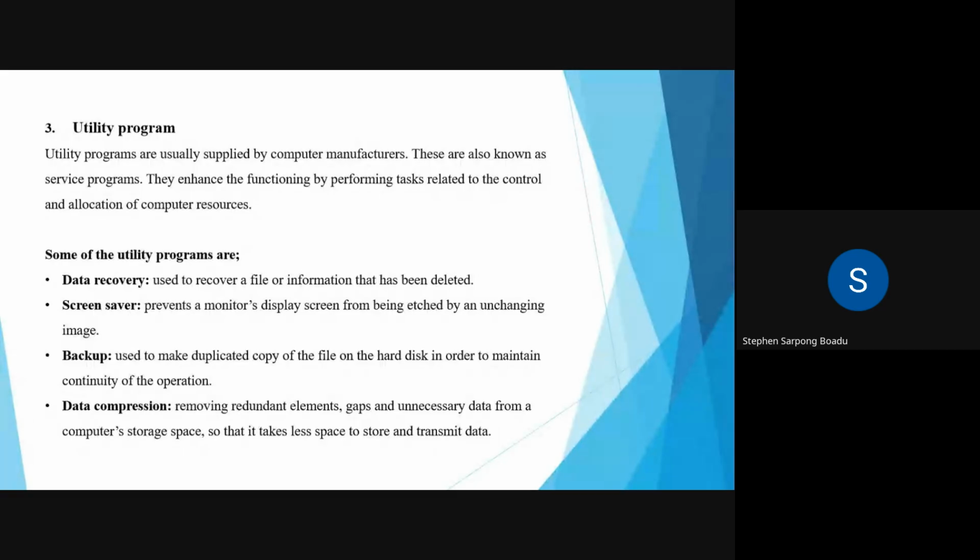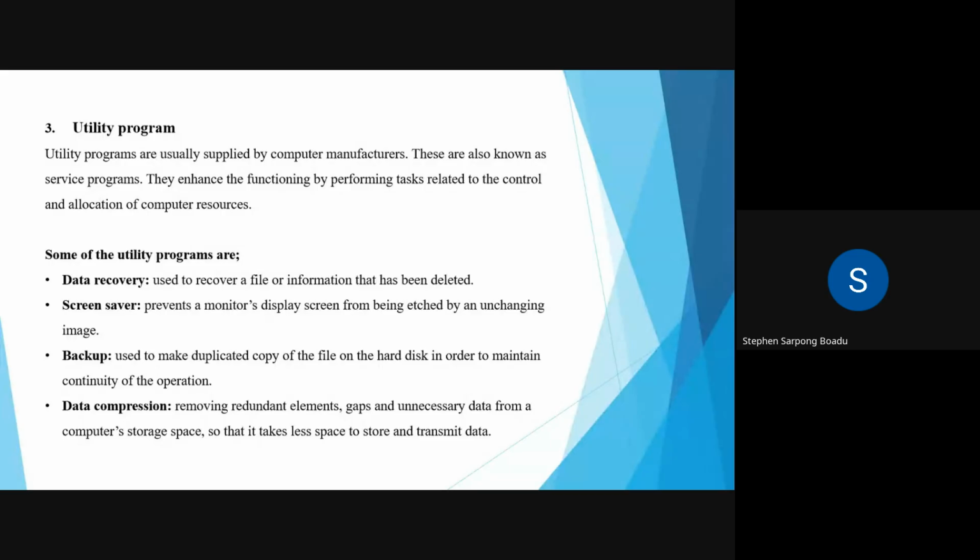So when you delete a file by accident, let's say an accidental deletion, or maybe there's a system crash or a virus that deletes some files, you lose some files. You can use data recovery to recover some of the data that you have lost, right?